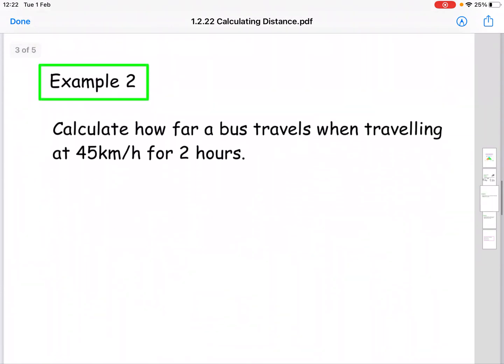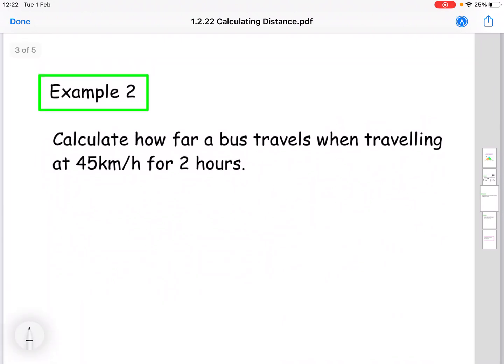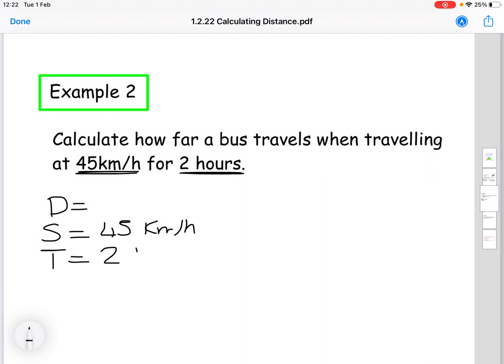So let's do a second question. Example 2 says calculate how far a bus travels when travelling at 45 kilometres an hour for 2 hours. Again, we'll write out our 3 variables, distance, speed and time. So we have our speed of 45 kilometres per hour, and we have our time, which is 2 hours. Again, we're left with the blank space for distance. The question does say how far is this bus travelling, so that is asking for a distance.